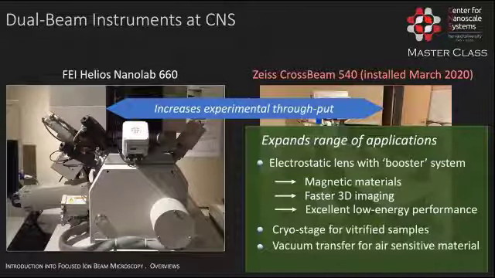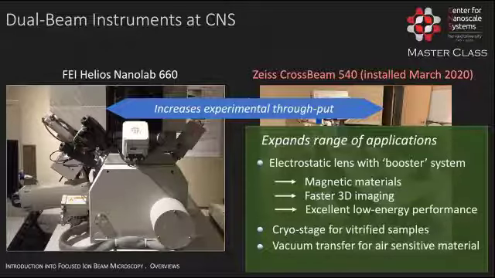It also has ramifications for how we're doing serial sectioning, so we can get much faster serial sections. And it has excellent low energy performance, which is very good for imaging of soft materials. On top of that, we were able to use our old cryo stage. Also, we can transport it from the Envision to the Crossbeam, which allows us to now analyze vitrified samples.